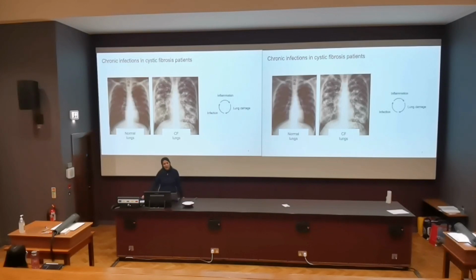So cystic fibrosis is an inherited lifelong disorder which causes defective mucociliary clearance in the lung, which makes people with cystic fibrosis very susceptible to respiratory infections. And they go into this cycle of infection which causes inflammation and lung damage, which then makes them even more susceptible to infection. And it's these infections which cause death in cystic fibrosis patients.